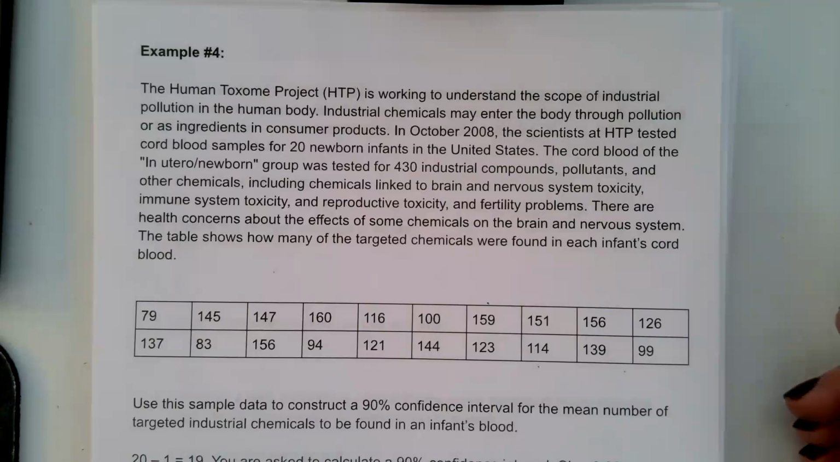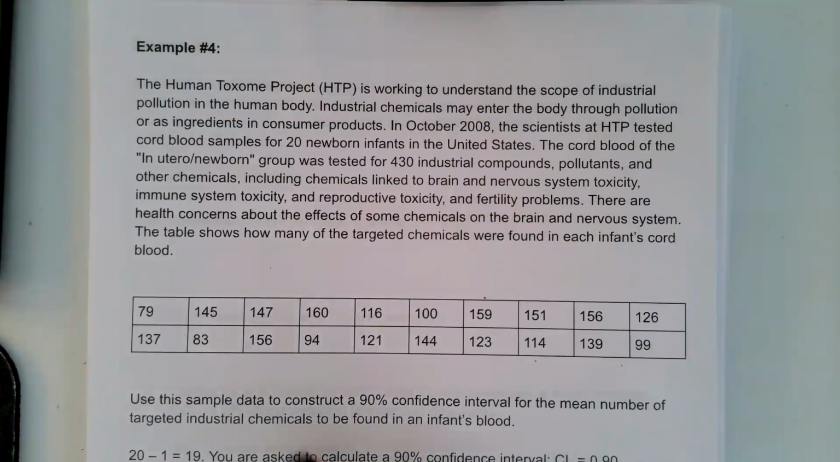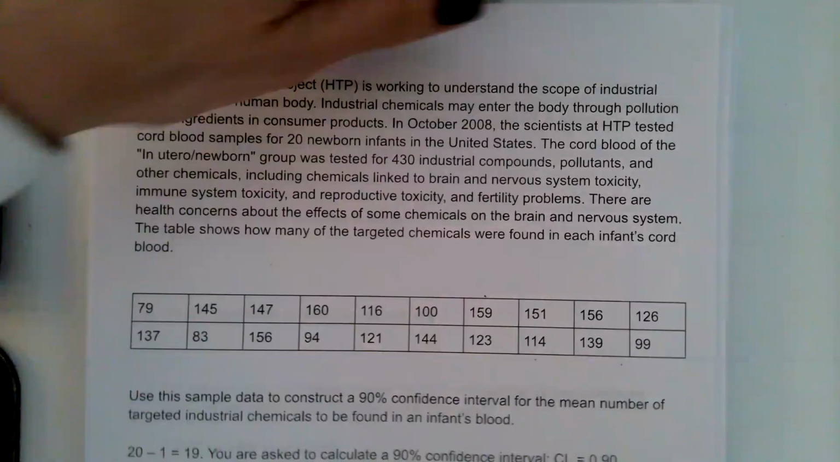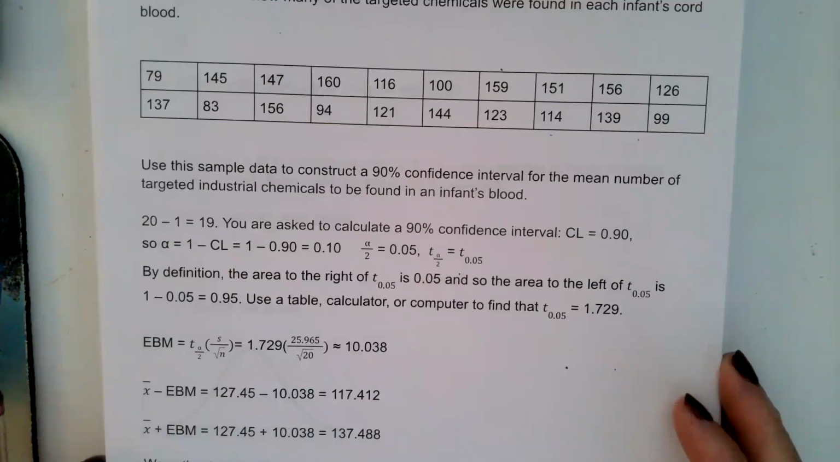the U.S. The cord blood of the in utero newborn group was tested for 430 industrial compounds, pollutants, and other chemicals, including chemicals linked to brain and nervous system toxicity, immune system toxicity, and reproductive toxicity, and fertility problems. There are health concerns about the effects of some chemicals on the brain and nervous system. The table here shows how many of the targeted chemicals were found in each infant's cord blood. Now, I did take this data into Desmos, but you can verify everything here.